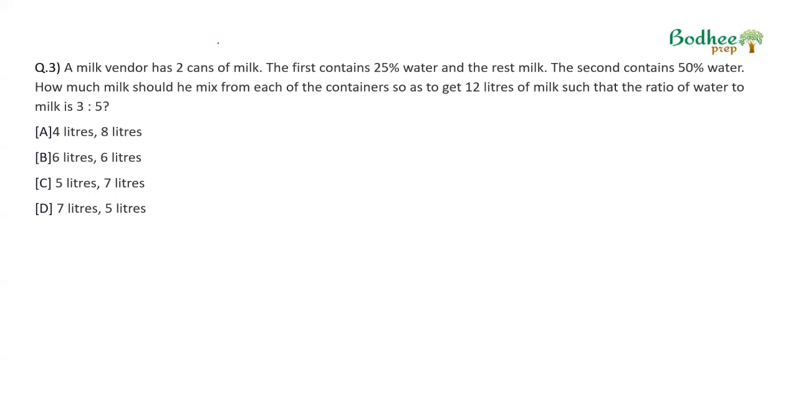A milk vendor has 2 cans of milk. The first contains 25% water. So can 1, 25% water, rest milk. Can 2 contains 50% water. How much milk should he mix from each of the containers so as to get 12 liters of milk with ratio of water to milk as 3:5?